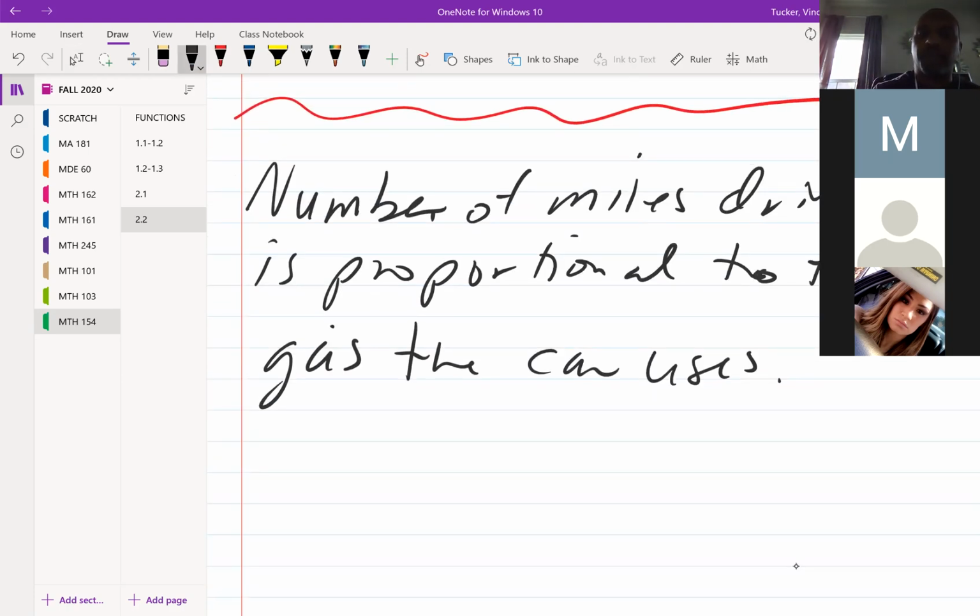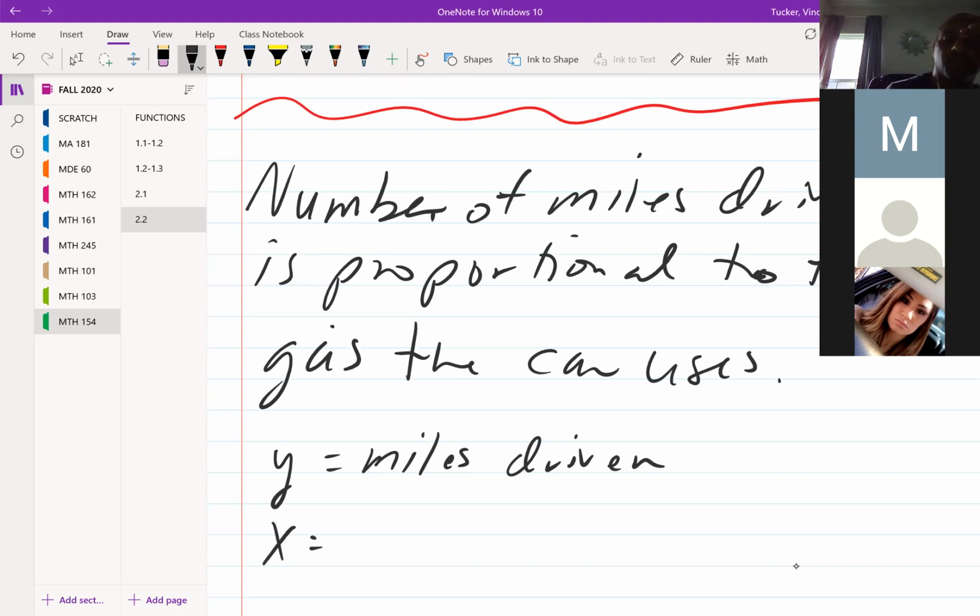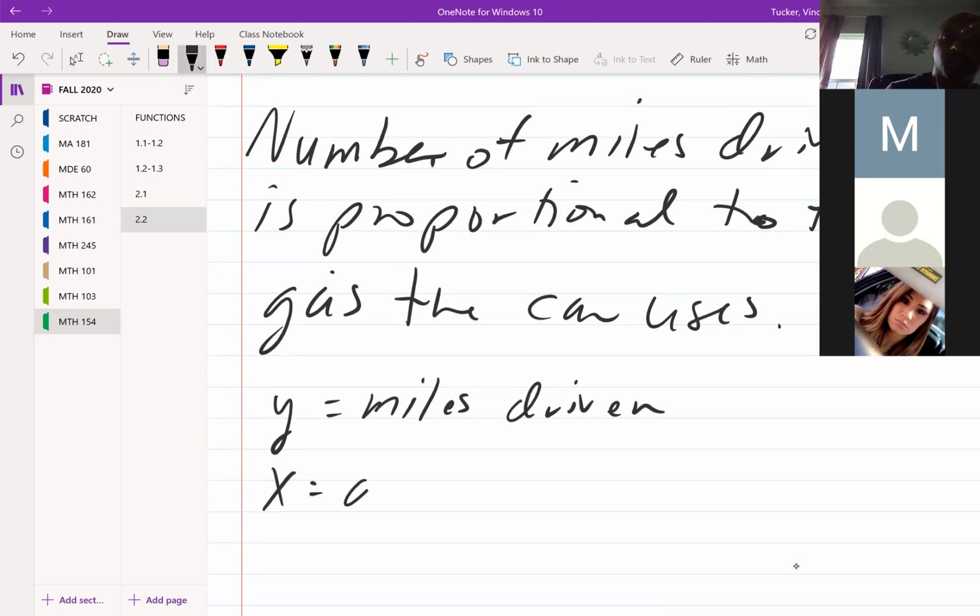All right, so it says the number of miles driven is proportional to the gas the car uses. And I'm seeing a direct proportion here because the more miles you drive, the more gas you use. So it's not an inverse proportion. So in other words, let's call miles driven X, and I'll call the gas the car uses Y.